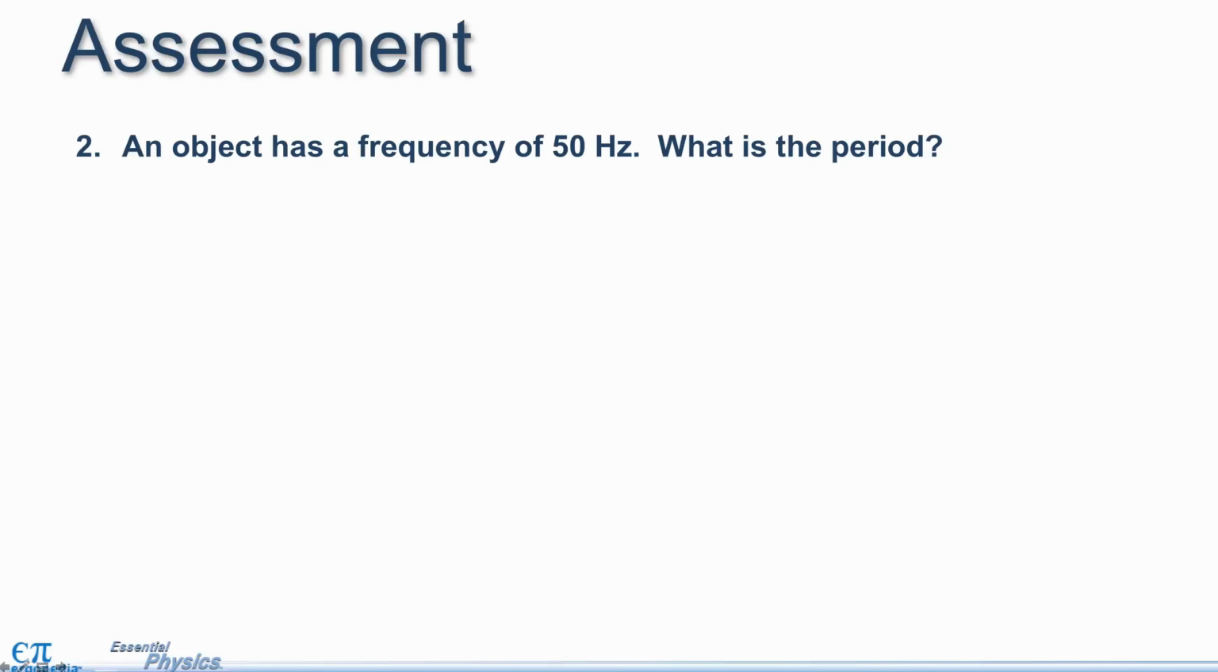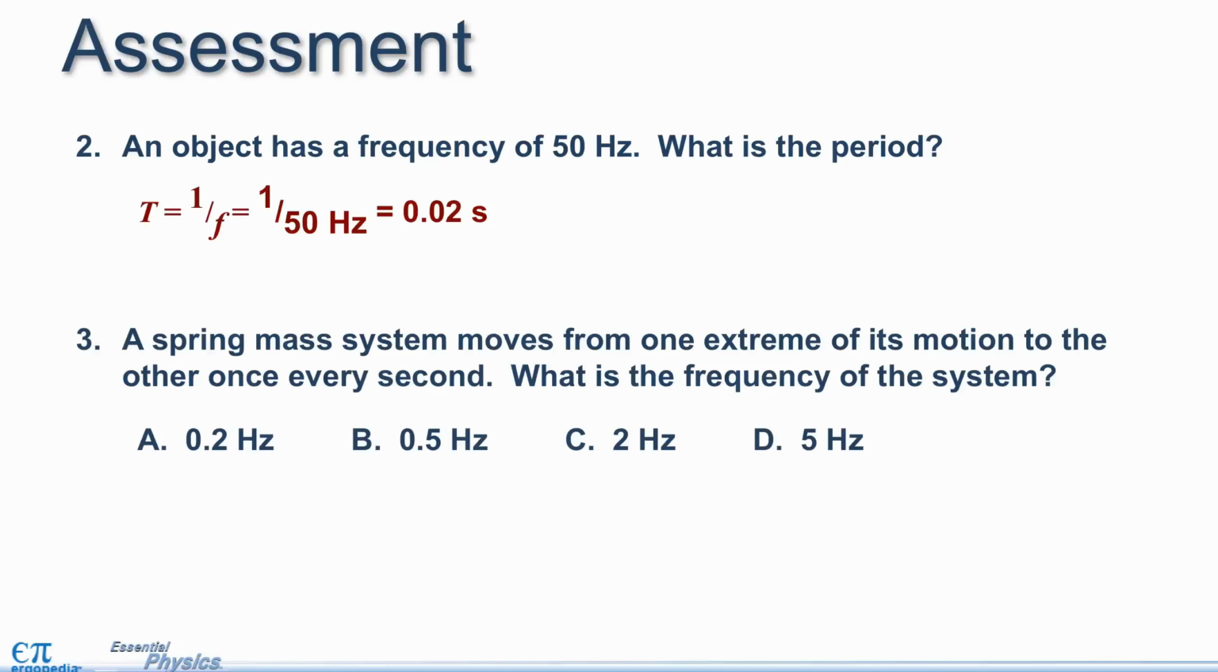Okay. So the object has a frequency of 50 hertz now. What is its period? Well, that means that it's oscillating back and forth 50 times per second. So the period must be really tiny. Indeed, if we just take 1 over that frequency, we'll find that the period is 0.02 seconds.